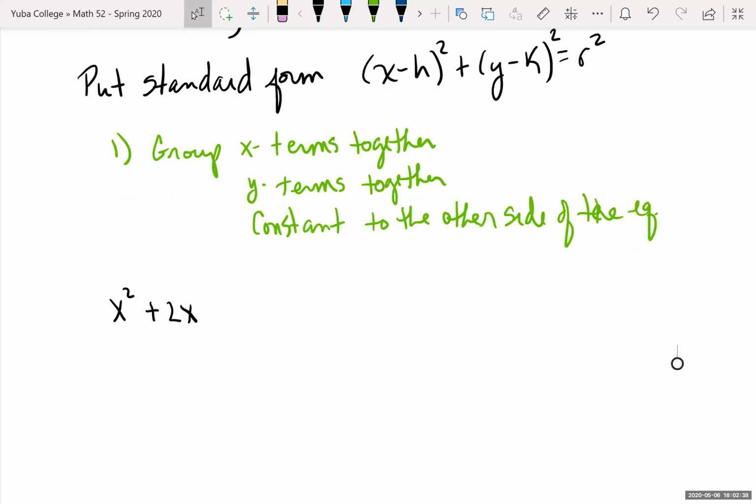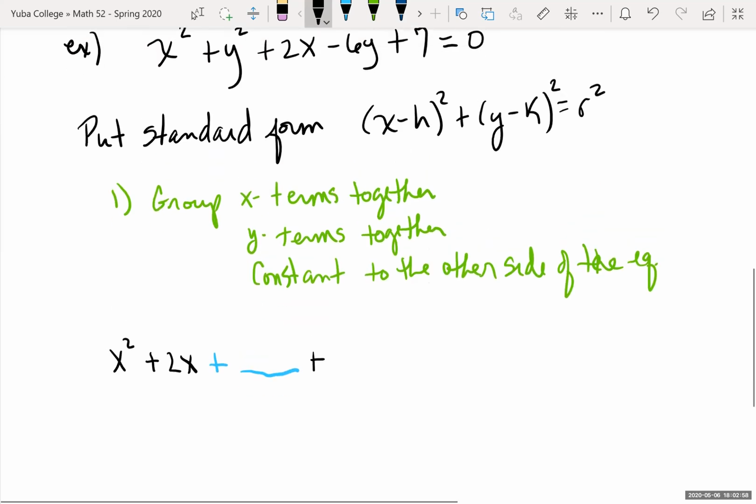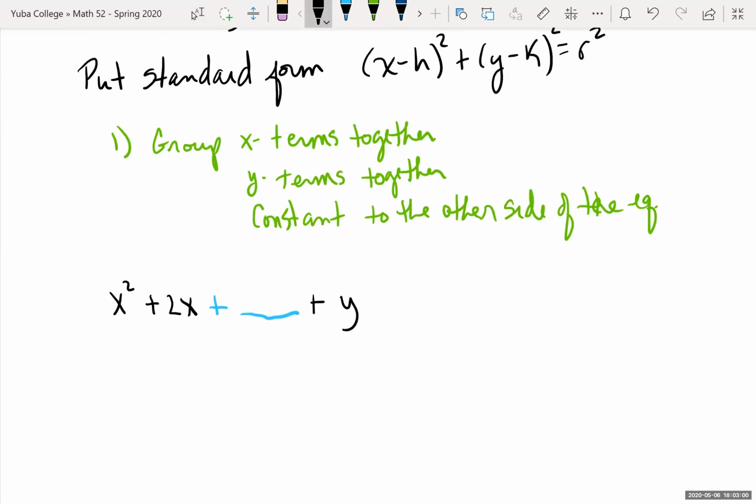We really want to notice this is x minus h quantity squared. We've been doing this a lot during this course. We want to complete the square to make that a perfect square. So we're going to actually put a plus something here. I'm going to group my y terms. So grouping my y terms together, I have y squared minus 6y. But again, I'm going to want to add some constant here to make this a perfect square.